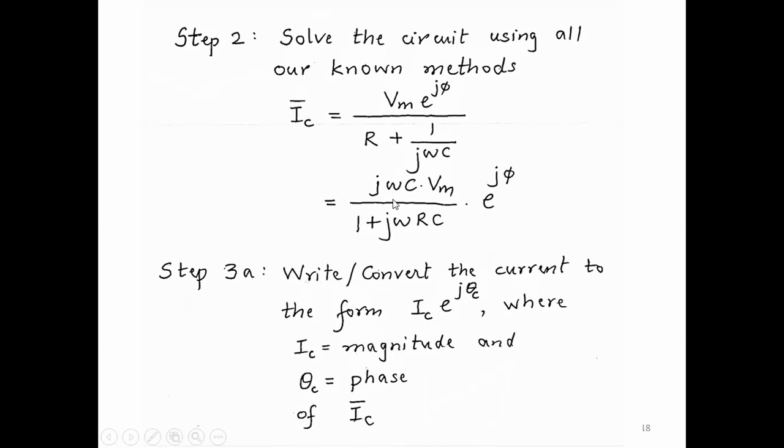Now once we found an expression for the current in the complex domain, we must write it in this form: a real magnitude times e raised to j theta. So magnitude and phase, where IC is a real number. IC is no longer a complex number. So we must convert this to a form where the prefactor is a real number and then there is an e raised to j theta c. Alright, so how do we do this?